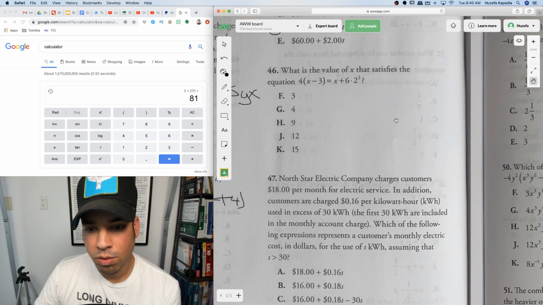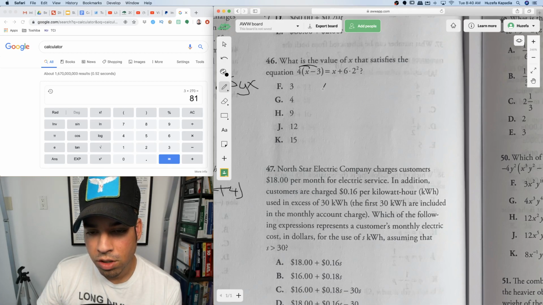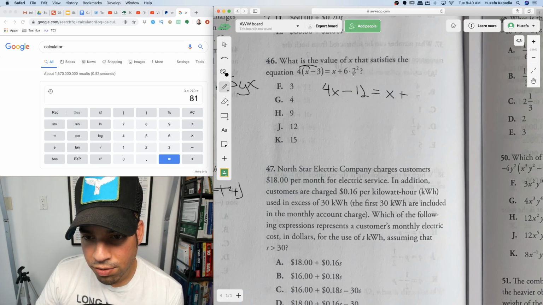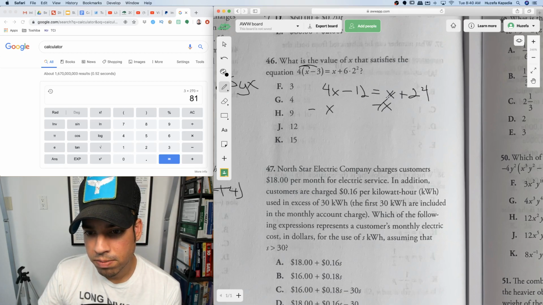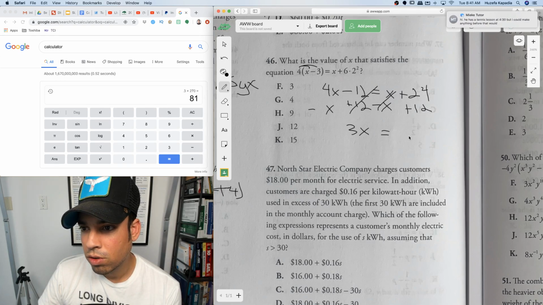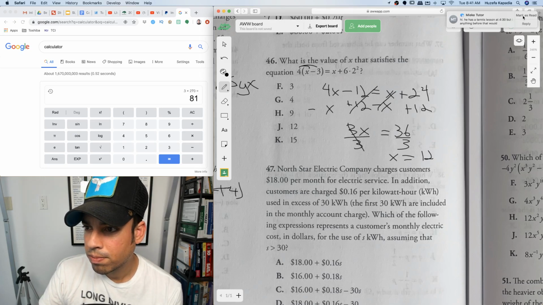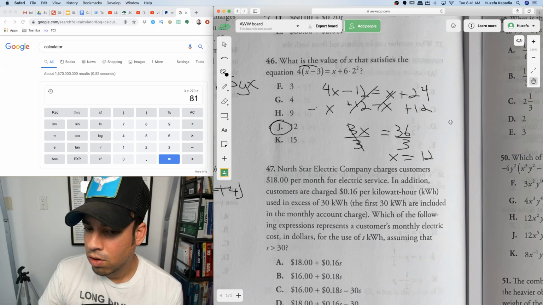All right, done. Next, what is the value of x that satisfies this equation? All right, let's solve it. Let's distribute. So that's 4x minus 12 equals x plus, let's square that, 4 times 6 is 24. Subtract x, 3x, and then we're going to also simultaneously add 12 to both sides. Equals 36. Divide by 3. X equals 12. And that is it. All right, next.